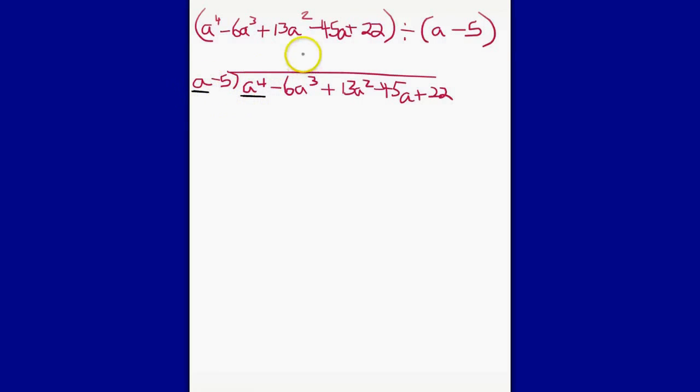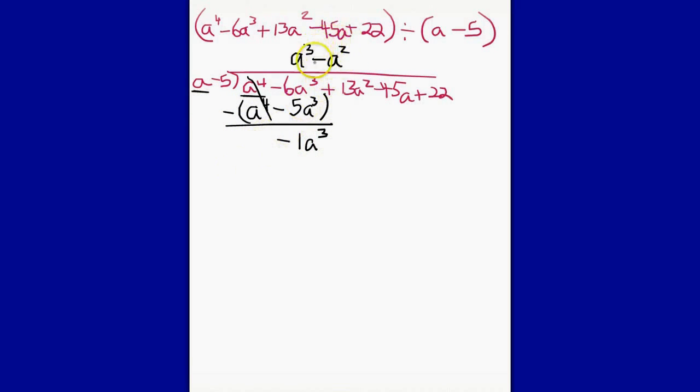Alright, if you notice I'm not missing any terms, so I don't have to worry about that. When you do long division, you're paying attention to only the first terms to decide what goes up here. So a to the fourth divided by a is a cubed.